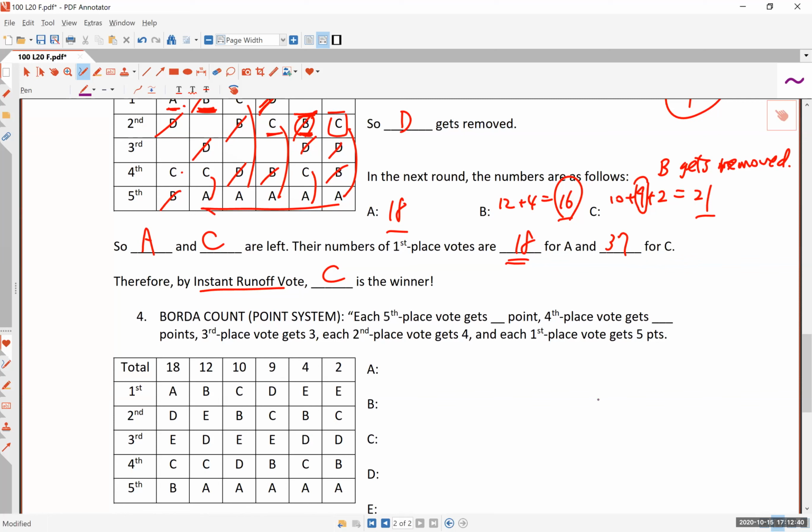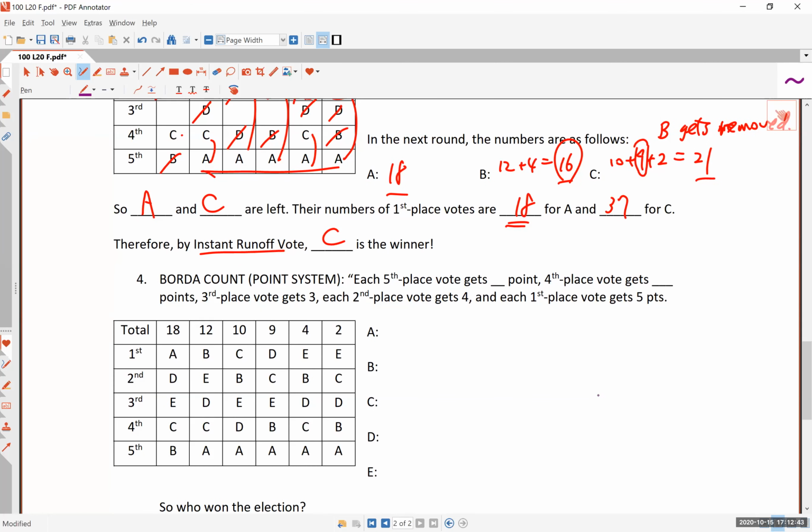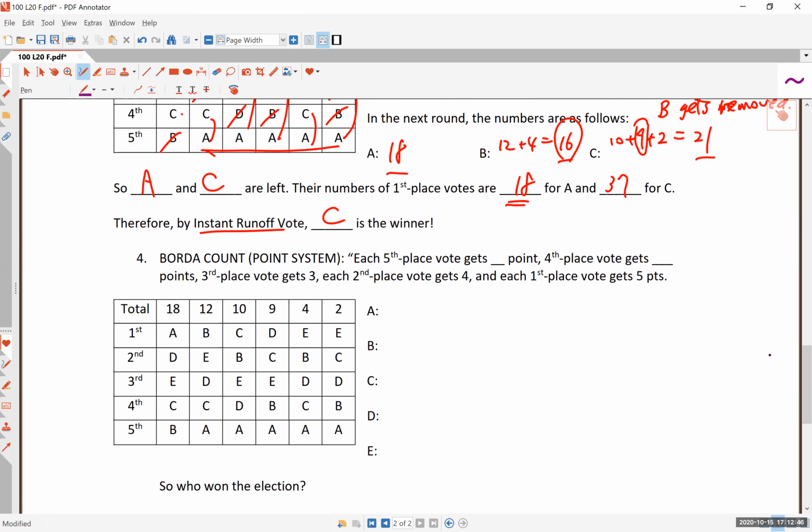All right. The Borda count is another method, but let me explain what this is, and then I will let you figure out who wins in the Borda count, and then we'll come back to the second part of this lecture. But the Borda count is very simple. It's a point system, okay? Let's go from the bottom one. Each fifth place vote gets 1 point, each fourth place vote gets 2 points, each third place vote gets 3, each second place gets 4, and each first place vote is worth 5 points.